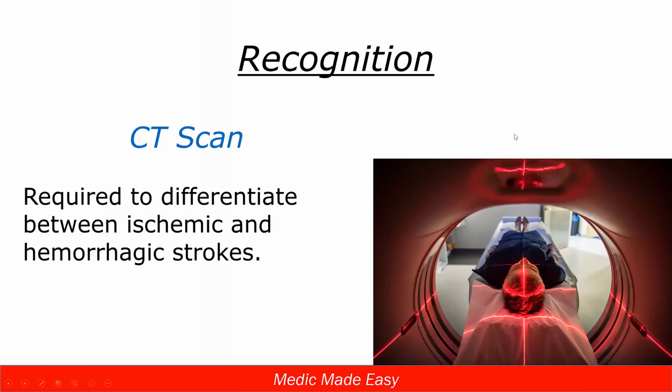All right, so our recognition is that FAST scale. There's some other scales out there. You can take a look in your books, like the Los Angeles pre-hospital stroke scale. They just have a lot more criteria, questions to ask, and things to take a look at. And the more of those you answer a certain way, just the more likely it is that they're actually having a stroke.